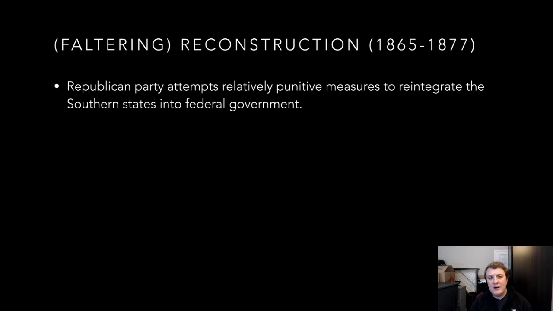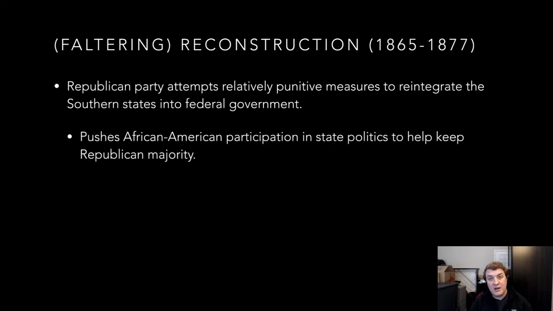The first is that the Republican Party has to bring these southern states back into the Union. There are a number of punitive measures that the Northern Republicans, Lincoln has been assassinated, but many carry on the politics of the day. And there are punitive measures, so banning people who had served on the Confederate side from holding office in states. There's a large push for African American participation. This is when you actually see the first few African American members of Congress and a number of African Americans in state politics in the South, because they're largely put in place by the Republican majority here.